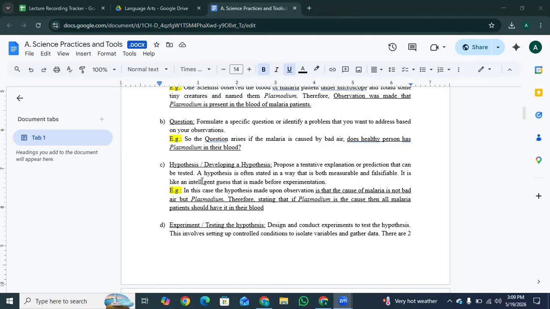So basically, what it means is coming up with a smart, testable prediction to answer your question before you actually run any experiment. Okay, for example, in this case, the hypothesis made upon observation is that the cause of malaria is not bad air but plasmodium. Therefore, stating that if plasmodium is the cause, then all malaria patients should have it in their blood. Okay.